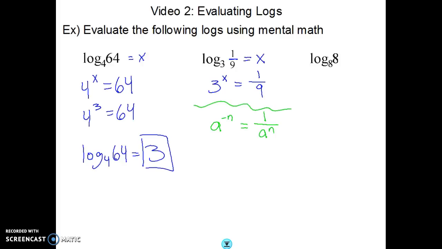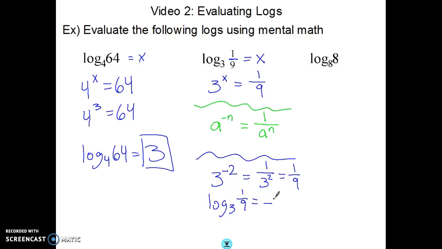We also know that 3 squared is 9, which means that if I need to get a 9 in the denominator here, I can think about this as 3 to the negative 2 would give me 1 over 3 squared. These are equivalent based on this negative exponent rule, which is the same as 1 over 9. So that means that x must be negative 2, which means that log base 3 of 1/9 must equal negative 2, to answer our original question.